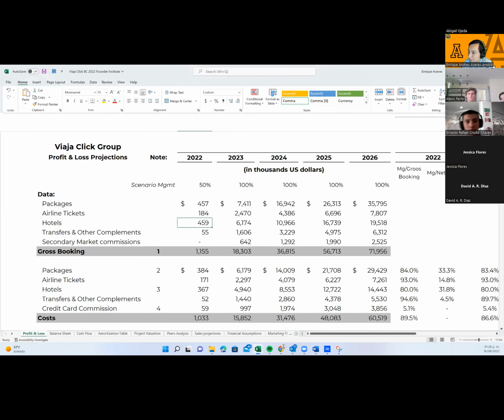Anybody? What is a cost? A cost or an expense? You don't remember? Could you guys please repeat the question? What is a cost or an expense? Loss of profit or income. Please repeat. A loss of income.